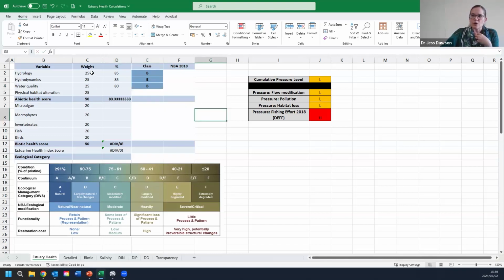So here the weight of each category is 25%. So these are all evenly weighted, so it makes for quite an easy equation. I've just got an average in this equation, but it's just calculating it as we go.